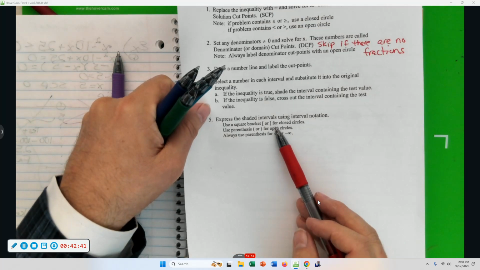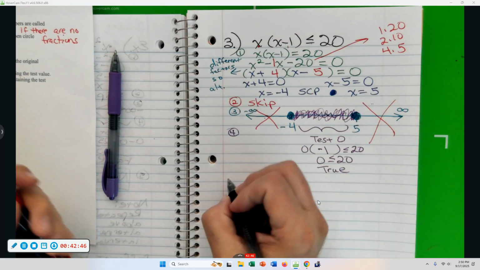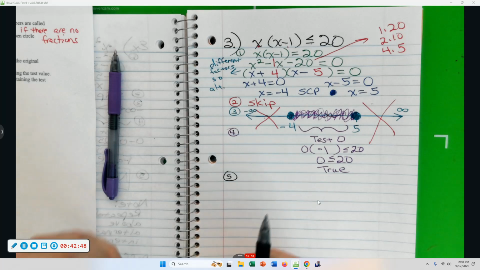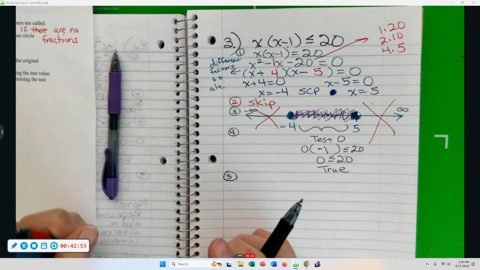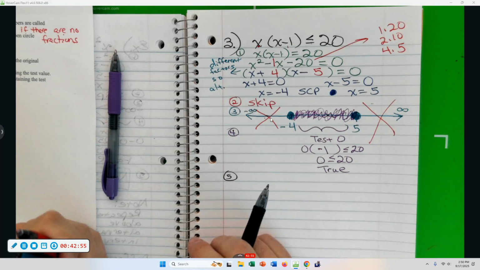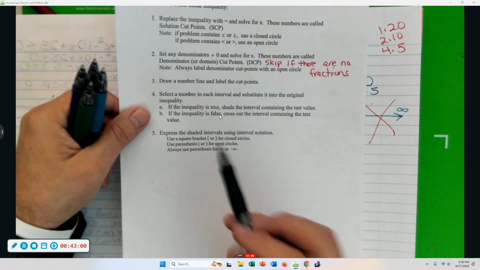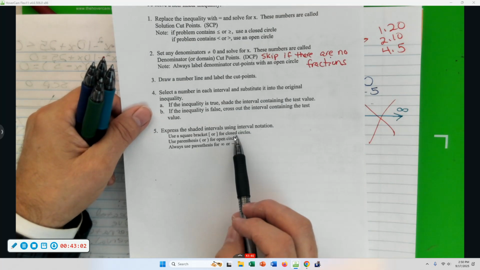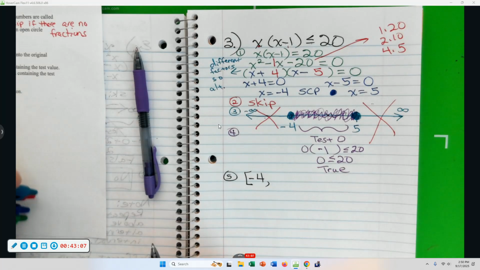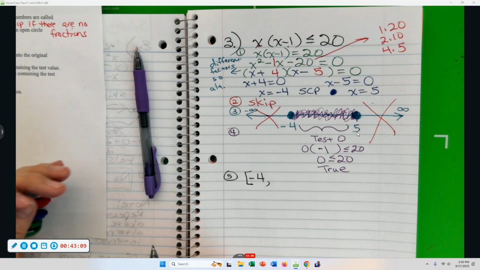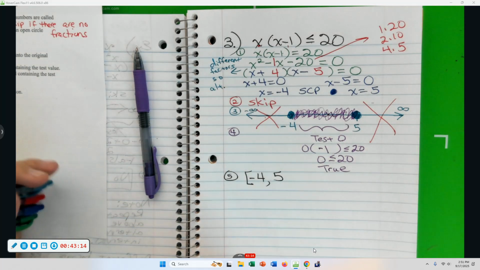Fifth and final step. Express the shaded interval using interval notation. Not the crossed out intervals. Only the shaded intervals. Call it out as if you were typing it in. I'll get us started. Am I going to type a parenthesis or a bracket? A bracket, because it's closed. Remember, that's the only time you use a bracket is for closed circles. So a bracket, -4, comma, 5.